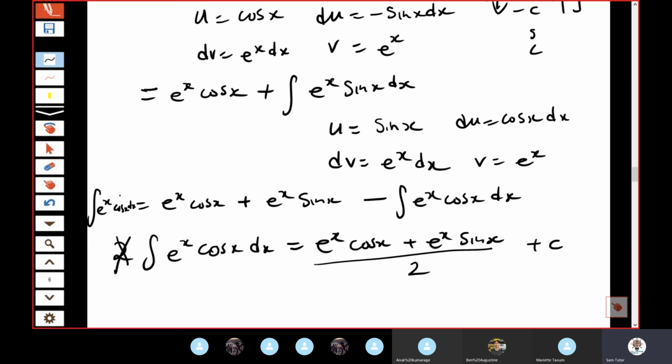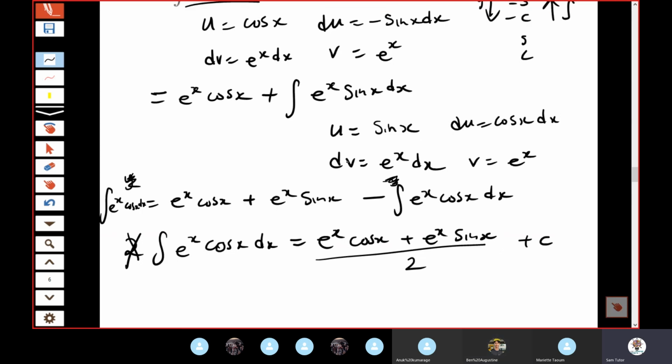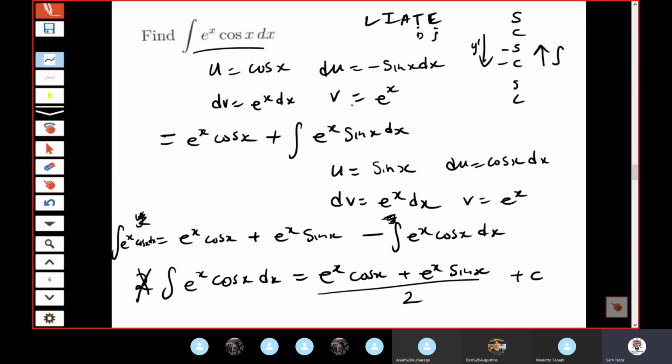You're solving for this integral, or let's call it a y, and you've got a y here as well. Well, what are you going to do to it? You're just going to plus the y. And that's what happens with these ones all the time. All of these double integrals, or double integration by parts, they're always going to just revert back.